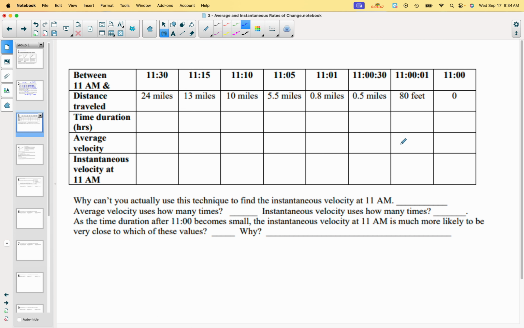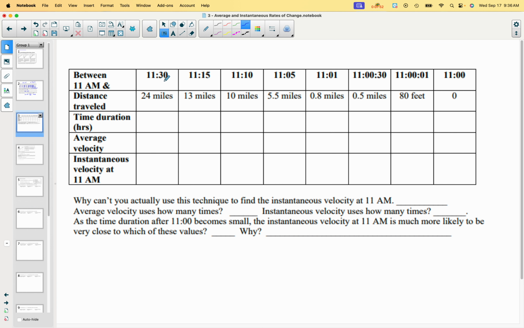So then here, we're going to fill out a chart and use this to come up with our average velocity for each of these situations, and then we're going to try and make a prediction of our instantaneous velocity. So doing the same thing that we did before. All right, so we're looking specifically not from 10 a.m., but from 11 a.m., because we're going to eventually try and predict our instantaneous velocity at 11 a.m.